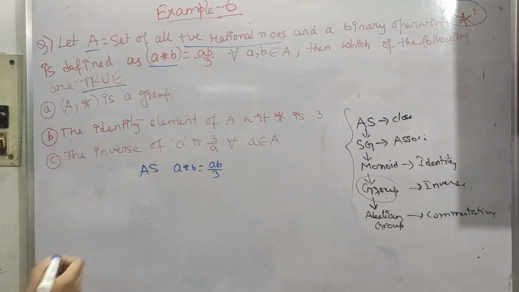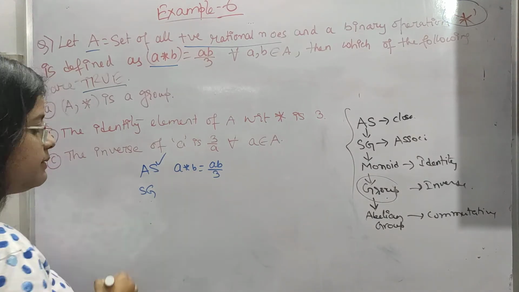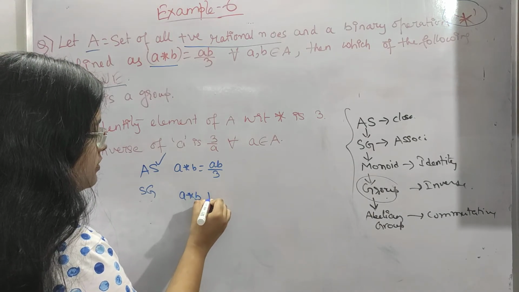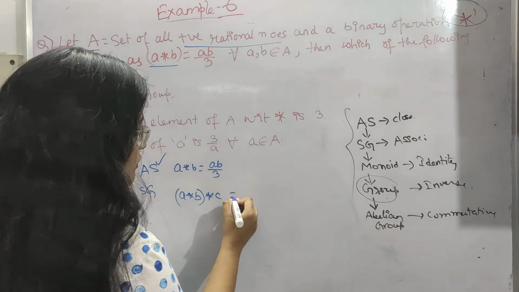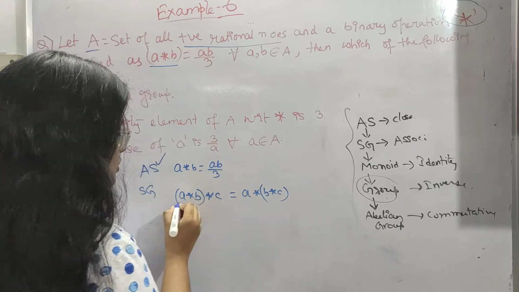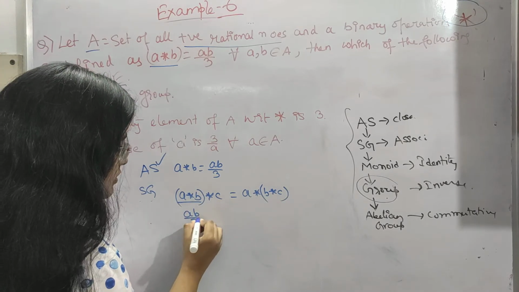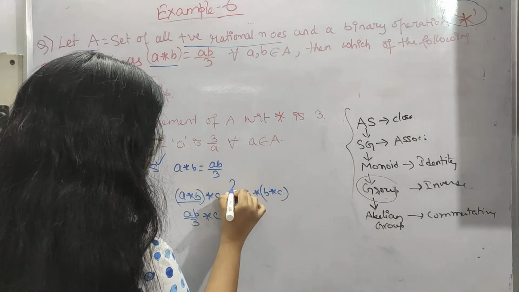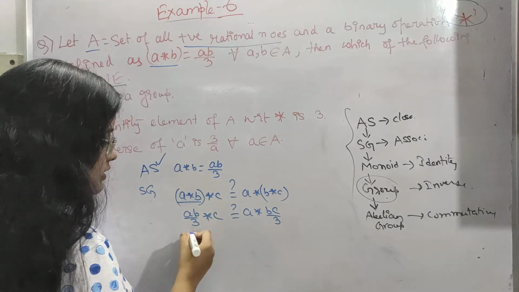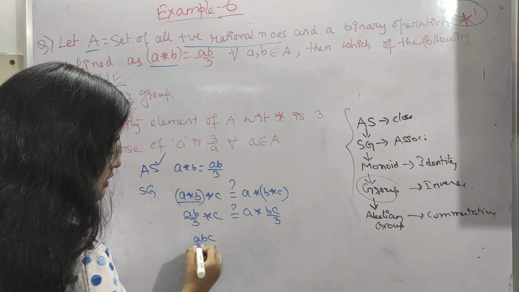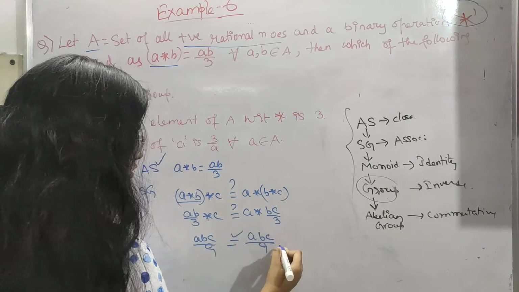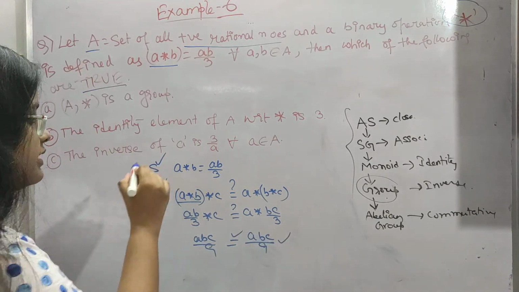Now we have to find out if it is a semigroup or not. For a semigroup, we have to find out if it is associative or not. So here (A star B) star C versus A star (B star C). Here it is AB by 3, then star C, and A star BC by 3, again using this, so ABC by 9 both ways. So this is actually true, so this is a semigroup also.